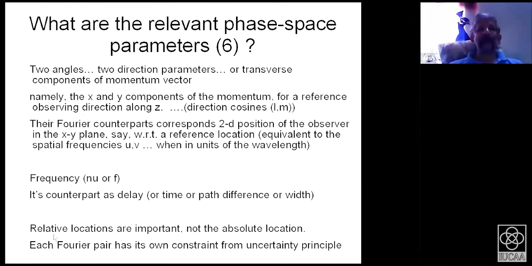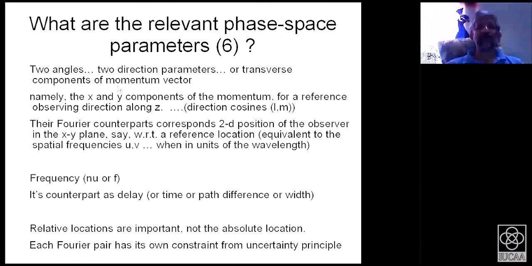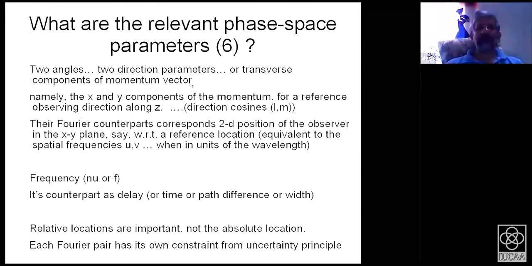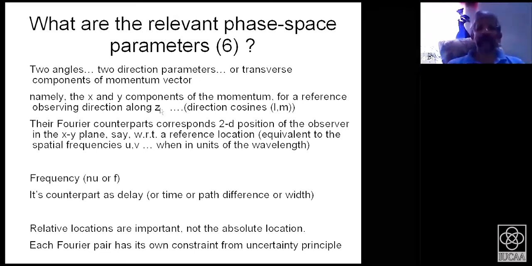We, of course, have two angles, two directional parameters defining the position of a given object in the sky or a source of radiation, and they will correspond to basically the transverse components of the momentum vector. So those two momenta are essentially two of the six parameters. And then, of course, these can be characterized in practice by the xy components of the momentum, and as I said, this is with reference to an observing direction along z.